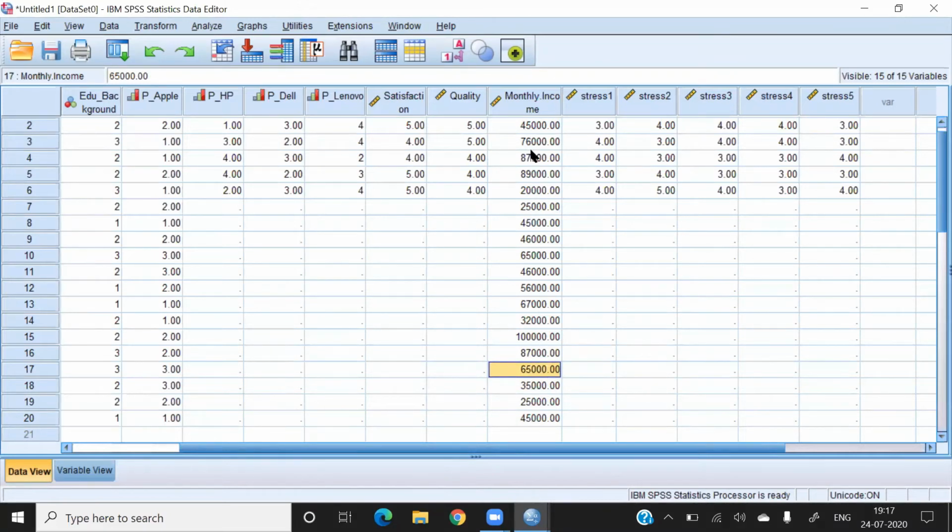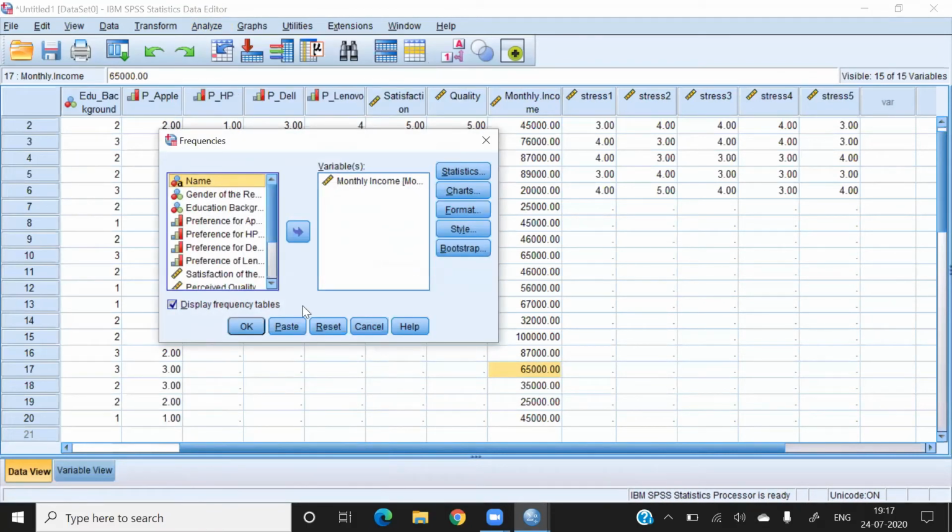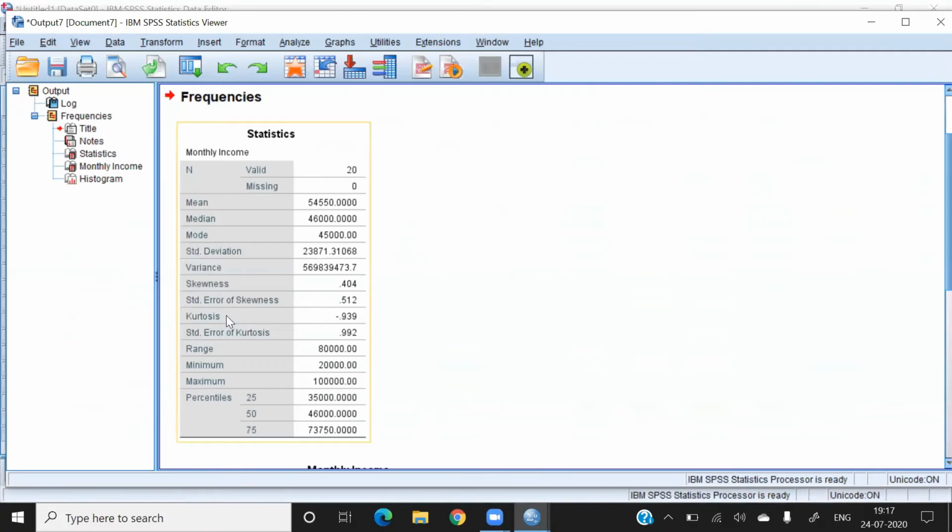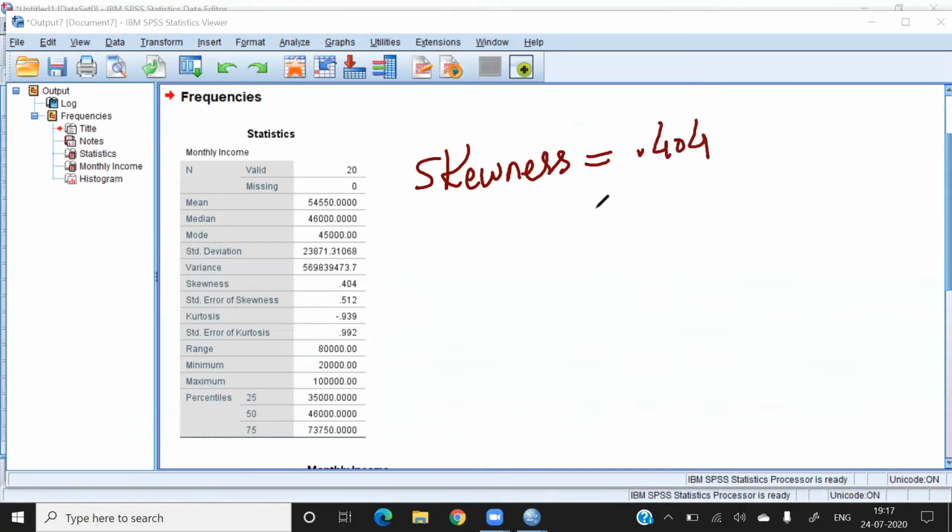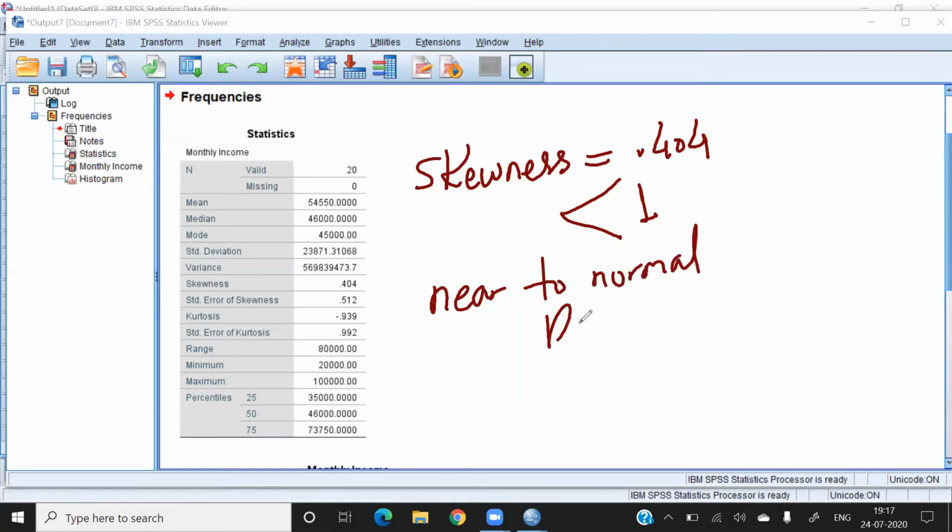Now after changing this data set, you can see the impact on the skewness, and you may be surprised that the skewness value comes down very low. You can see the skewness value is now only 0.404, and our condition is fulfilled. This value is near to a normal distribution. If the skewness value is less than 1, we can say that it is near to normal distribution. So sometimes outliers cause problems for the normal distribution.